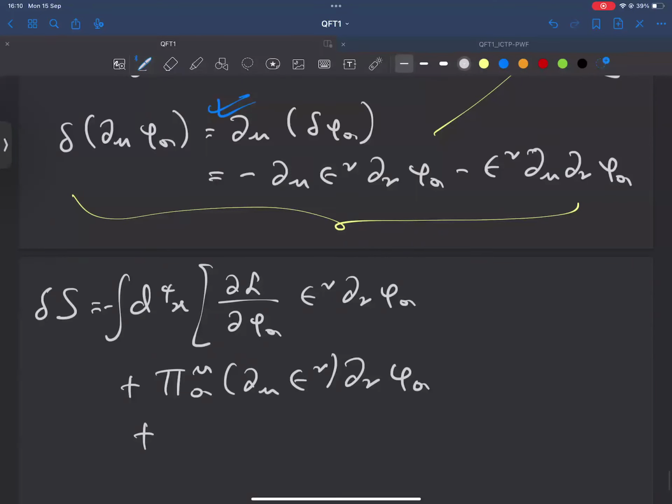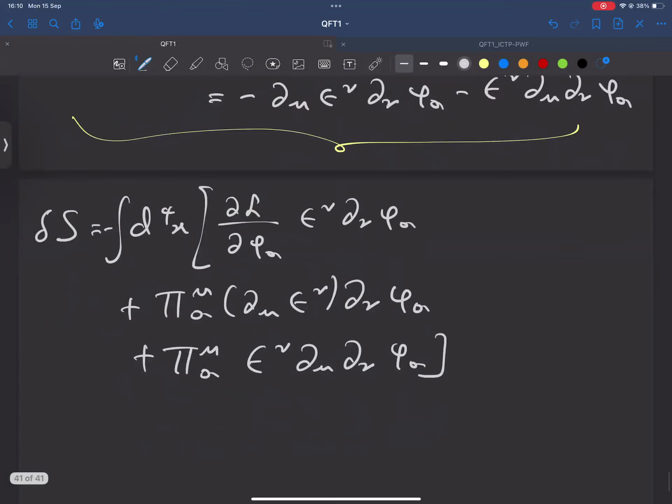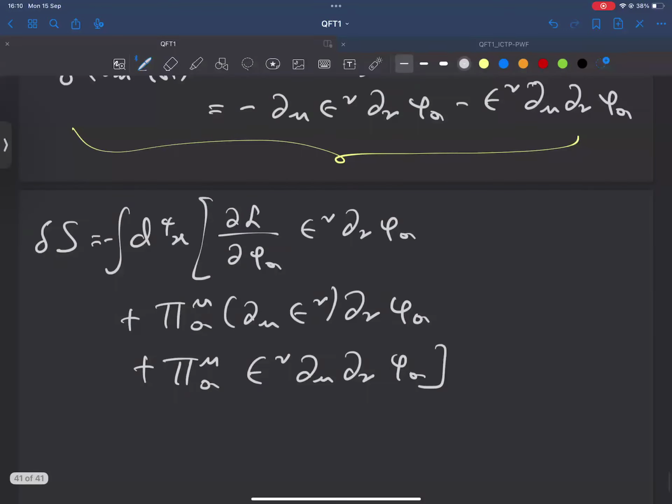So you get something like this. Okay, this is again a very simple thing that I just substituted there, and that gives me delta S as this. Now note that we can write the variation of the Lagrangian as just this, right?